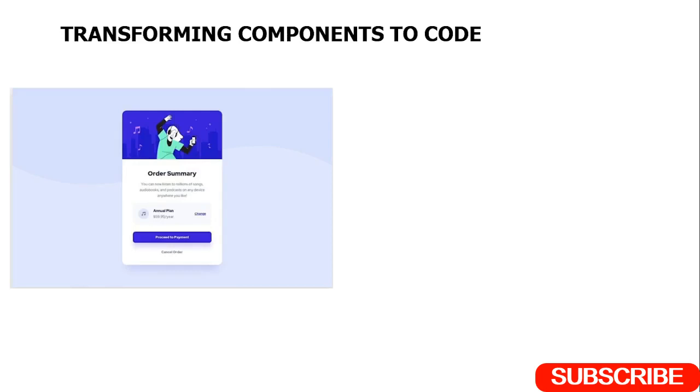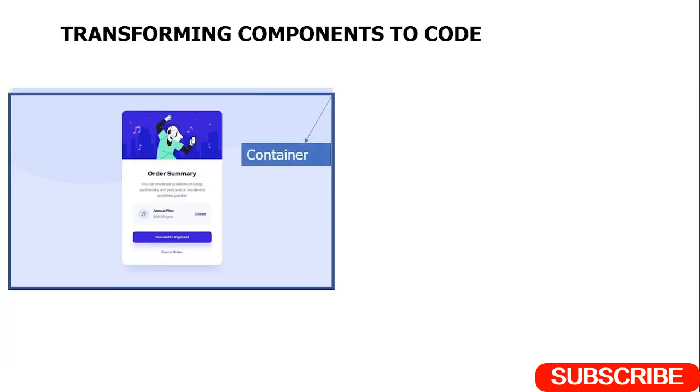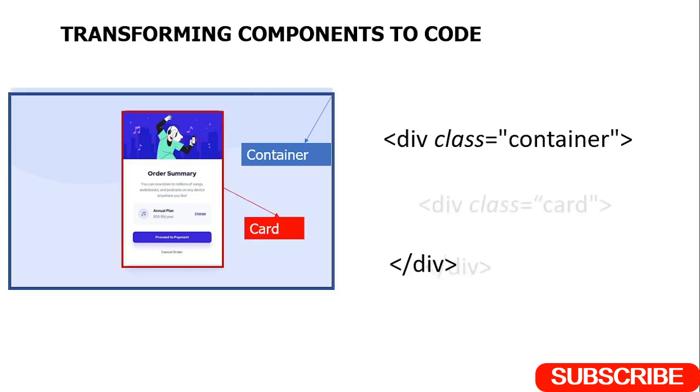The first thing is, this is what we have. We have the container, and we want to transform this block, that container, into code. It will look something like this. Container becomes the class name, because we are identifying that part by its name, and that name eventually becomes a class that we use to identify it. Then what is a div? A div is a section.